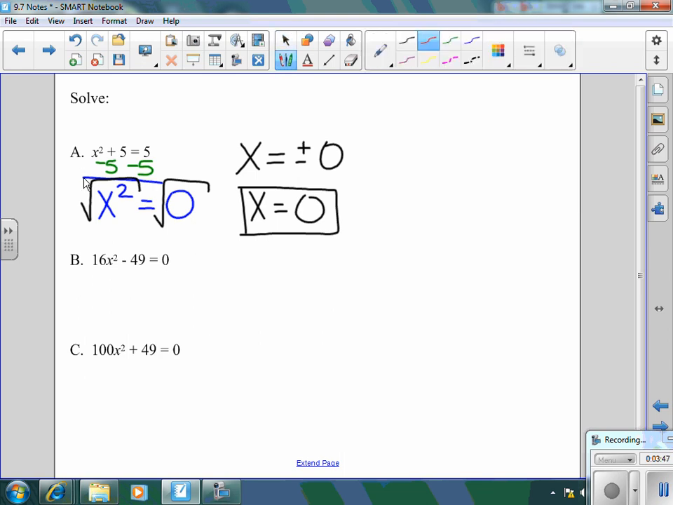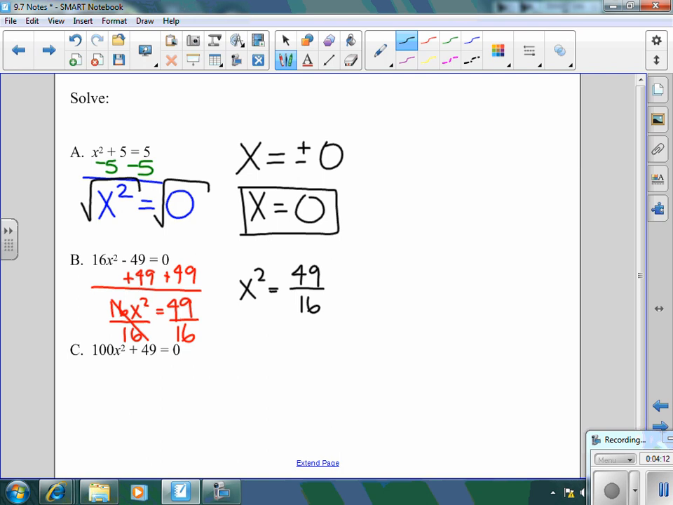Next thing I need to do is get x squared all by itself. So this part's all opposite operations. I want to add 49 to both sides, and then I'm left with 16x squared equals 49. And then the next thing I need to do is get rid of that 16. So I'm going to divide both sides by 16, and we are left with x squared equals 49 sixteenths. You always want to simplify when you can. We cannot simplify 49 sixteenths, so don't type it in your calculator just yet. We need to take the square root to undo the square. Let's take the square root of this side and the square root of that side.